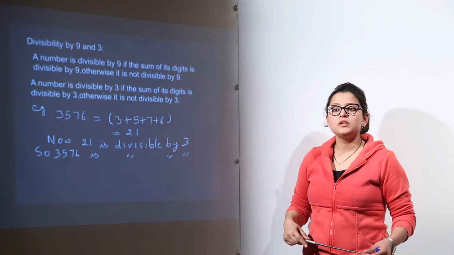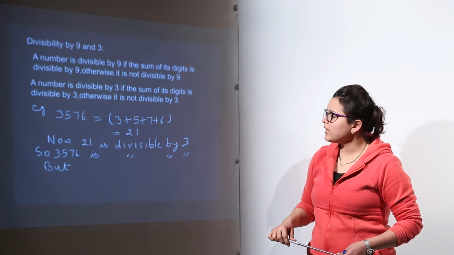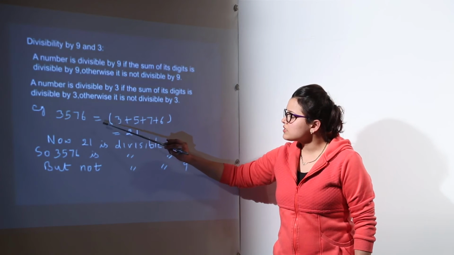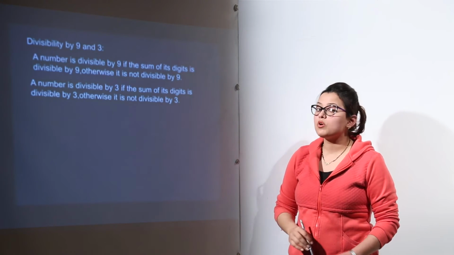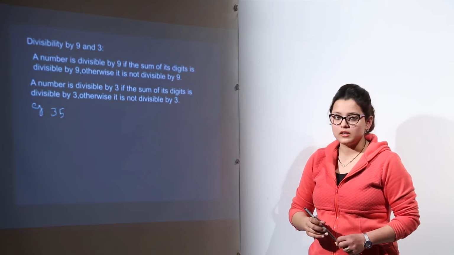You can add up the digits of the number. If the sum is divisible by 9, you would get that the number is divisible by 9. But here, for this case only, if you consider the 21, it wasn't divisible by 9. So that means the number was not divisible by 9.